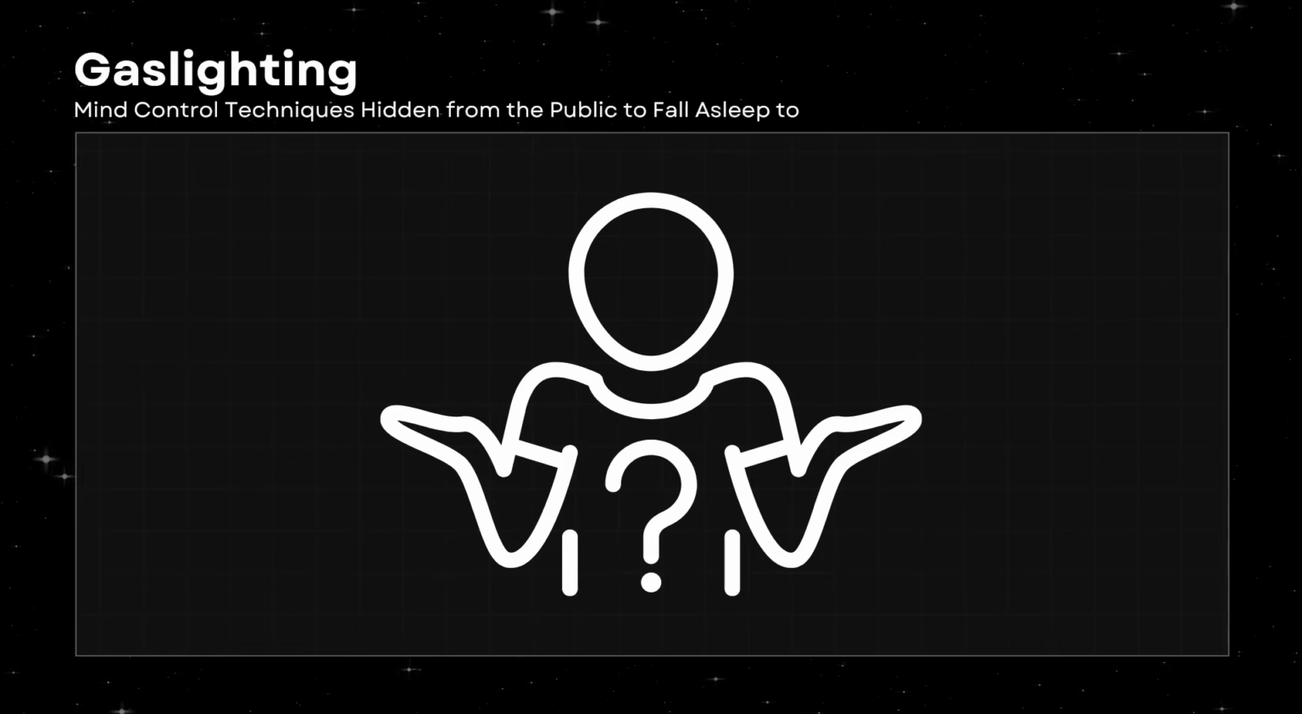The term comes from a play and film, where a man slowly convinces his wife that she is going insane. He dims the lights in the house, then denies it when she notices. He hides things, then accuses her of losing them. Each small lie chips away at her trust in herself. That pattern, repeated again and again, breaks her sense of what is real.